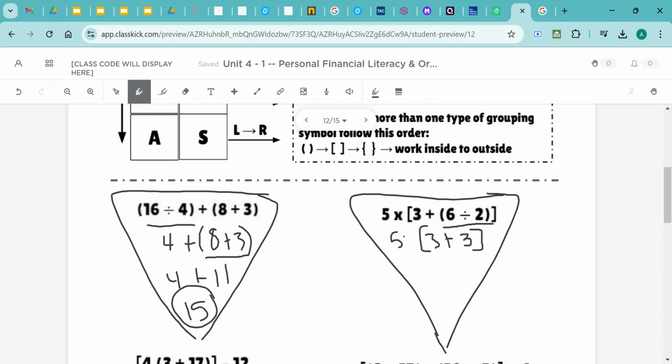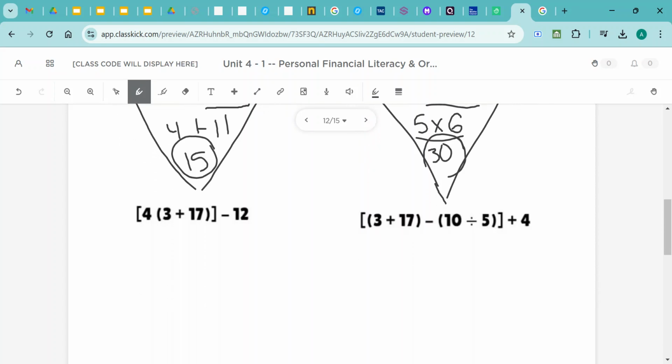Okay, so I rewrote everything else. After I solved 6 divided by 2, I wrote 3 and then rewrote everything else, right? So now I have 5 times 3 plus 3 in brackets. So I need to solve what's in my brackets. 3 plus 3 is 6. I'm going to write down 5 times because I haven't solved that yet. Now I'm going to do 5 times 6. 5 times 6 is 30. My answer to this is 30.